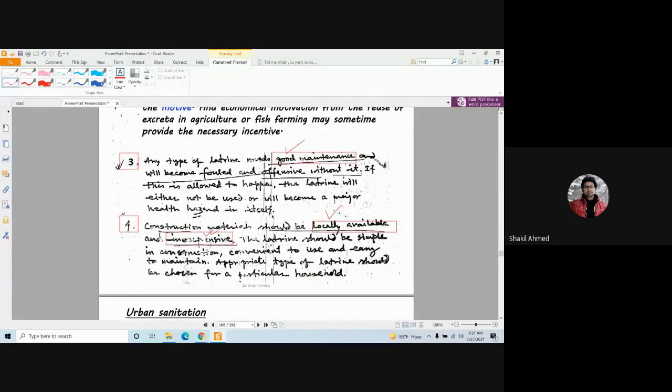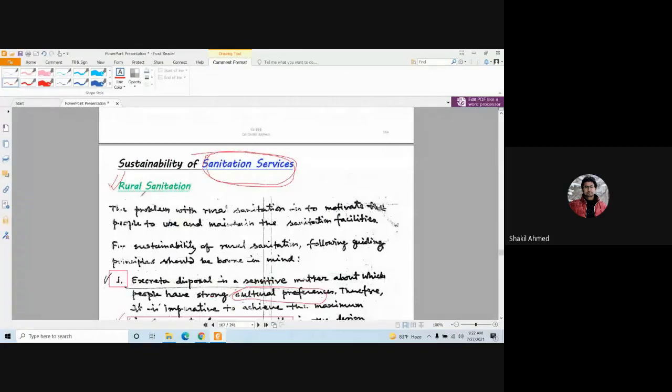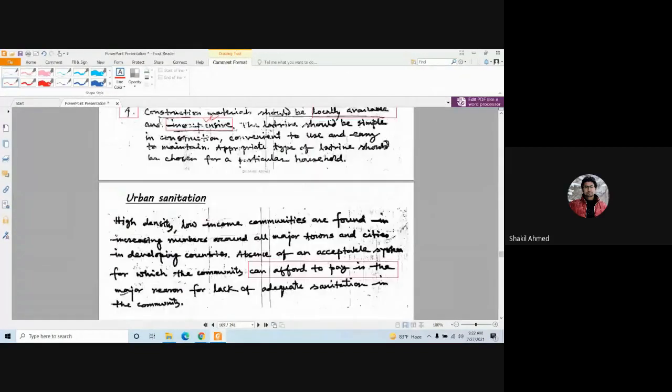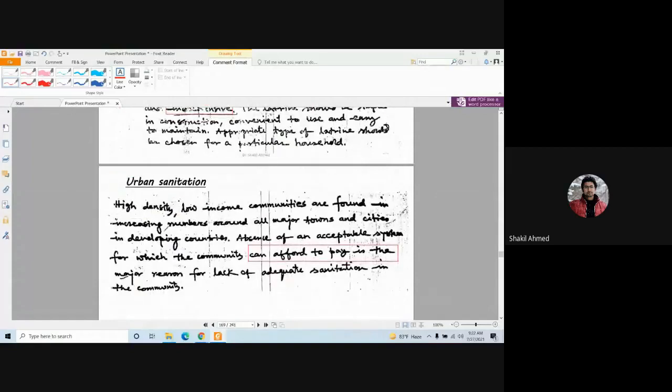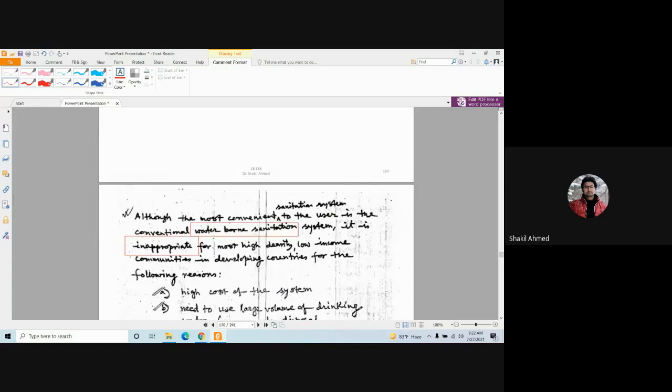You need to provide a service which can use locally available and inexpensive materials. That will make the service cheaper for rural sanitation. Urban sanitation: you have to make sure that the community can afford to pay for the sanitation service that you are providing.